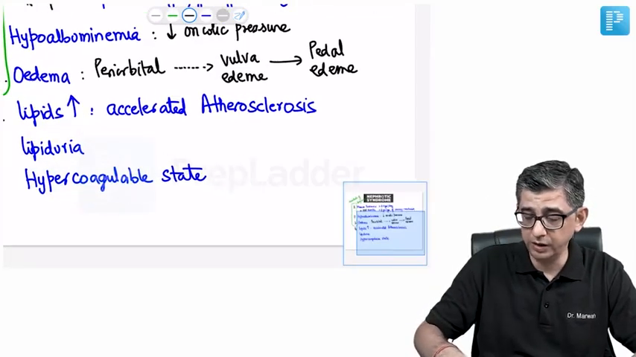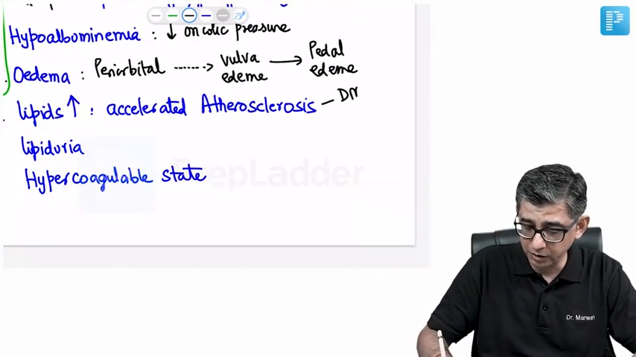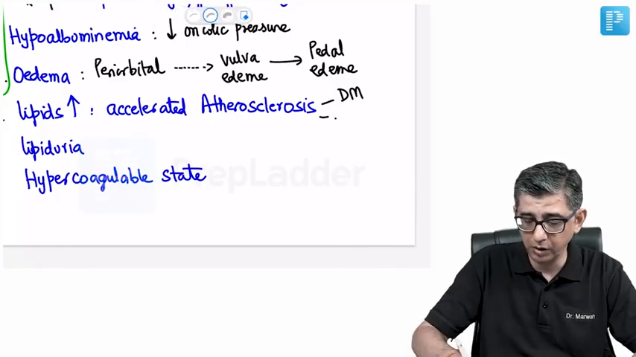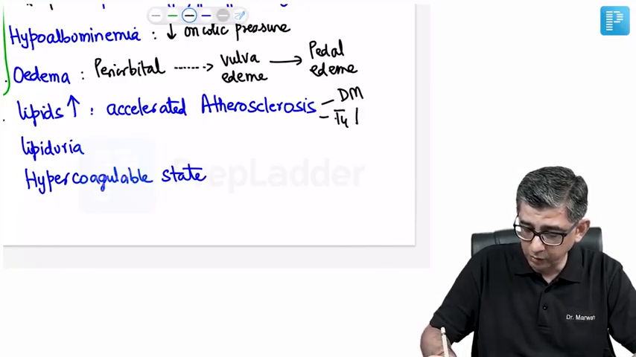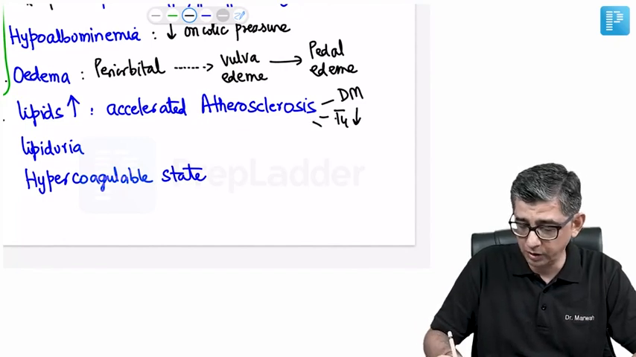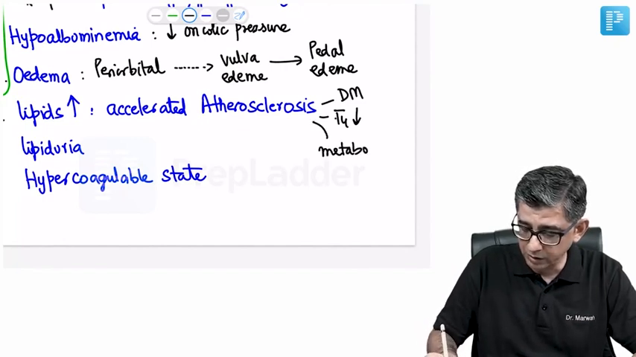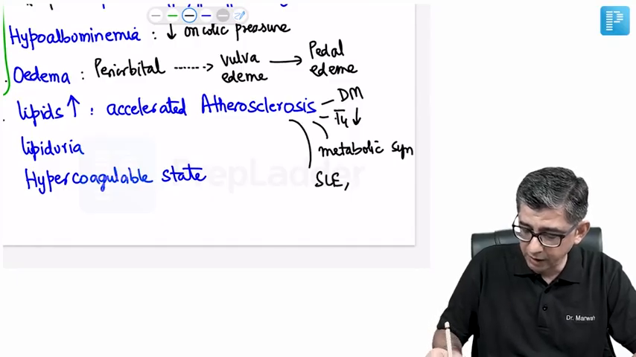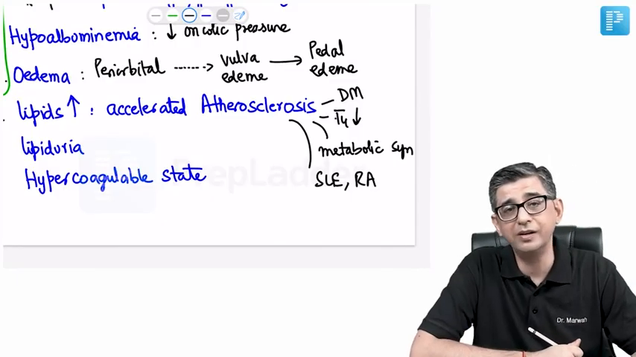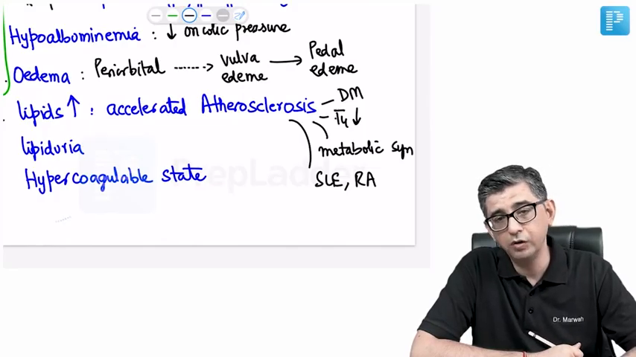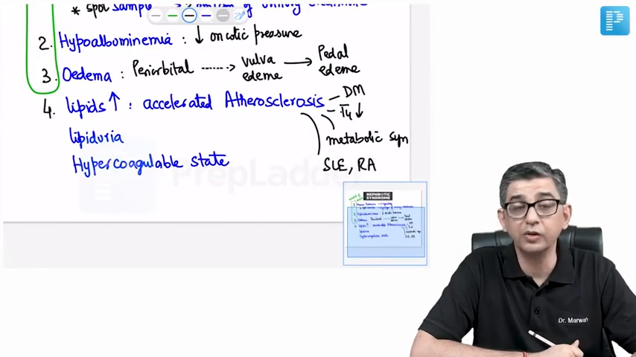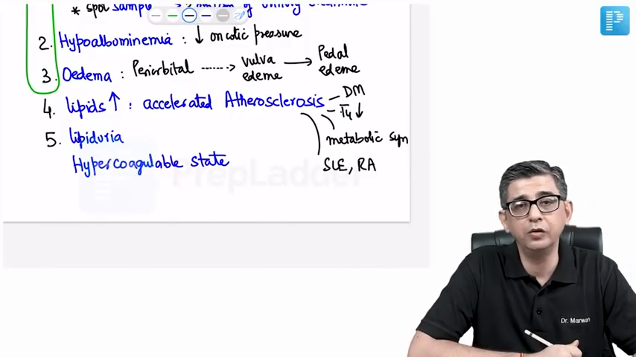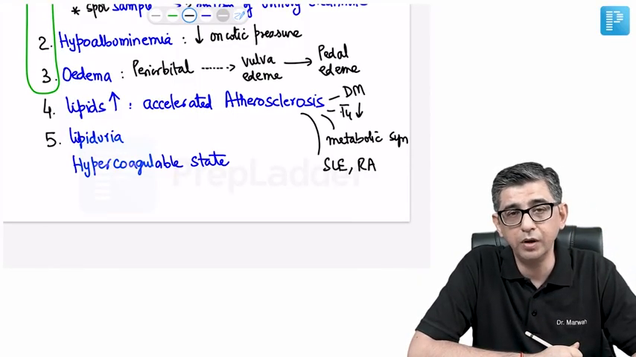Yes, guys, you read about accelerated atherosclerosis with respect to multiple conditions in endocrinology like diabetes mellitus or hypothyroidism or even metabolic syndrome. T4 lesser here is the representation for hypothyroidism, then metabolic syndrome. Then even rheumatoid conditions like SLE and rheumatoid arthritis can be having accelerated atherosclerosis. But today I've told you even nephrotic syndrome is one of the causes of accelerated atherosclerosis. Now, if there are going to be more lipids in the blood, it can also cause lipids to come in the urine, lipiduria, a very peculiar condition.